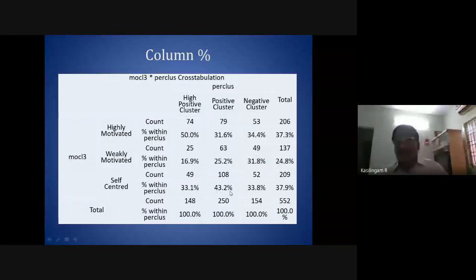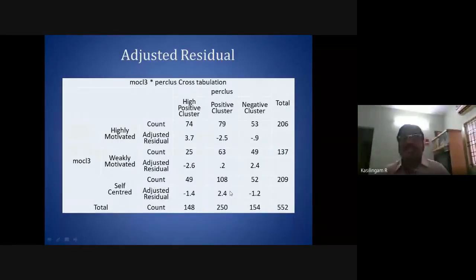Now, adjusted residual. We can see here, which one is more, I am searching. Here 3.4. Highly motivated is associated with highly positive, 3.7. That is over. Next one is associated over. Now weakly motivated, here 2.4. These two I am looking at. Weakly motivated is associated with 2.4.